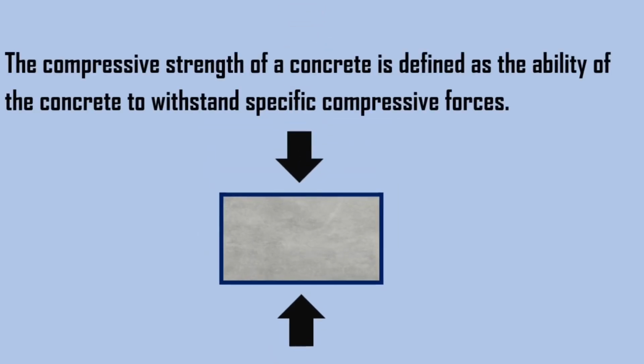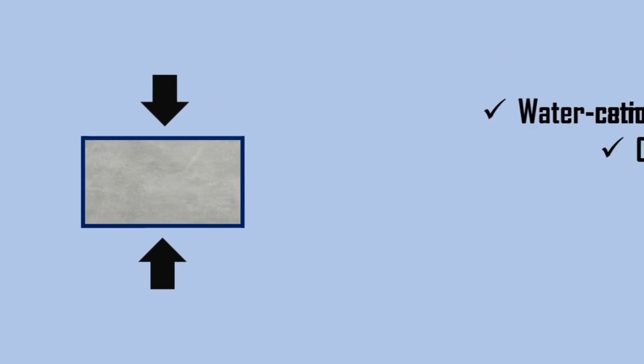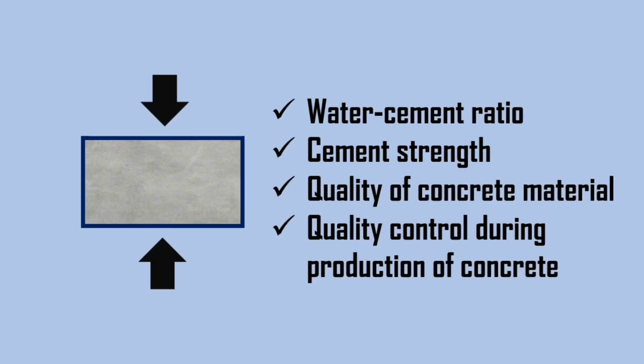Compressive strength of concrete is defined as the ability of the concrete to withstand specific compressive forces. Compressive strength of concrete depends on many factors such as water-cement ratio, cement strength, quality of concrete material, quality control during production of concrete, etc.